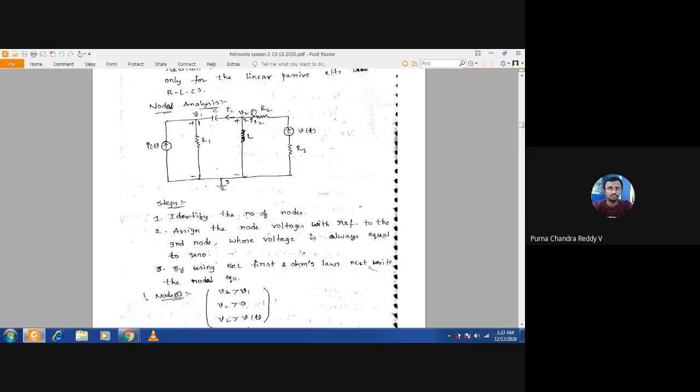Now tell me, for this branch, what is the current? The current flows from plus to minus, so it is V2 minus 0 divided by R2 plus R3. Yes or no? The current corresponding to this branch is V2 in the direction of current plus to minus. At this point, the 0 reference, what is the voltage? It is 0. That's why it is V2 minus 0 divided by R2 plus R3, because these two are in series.